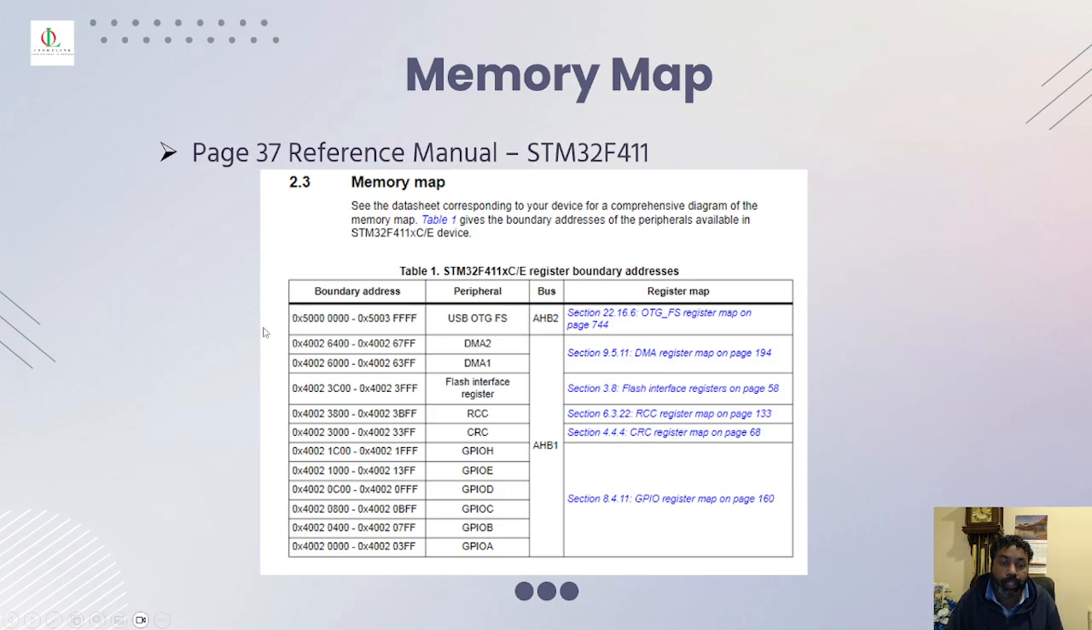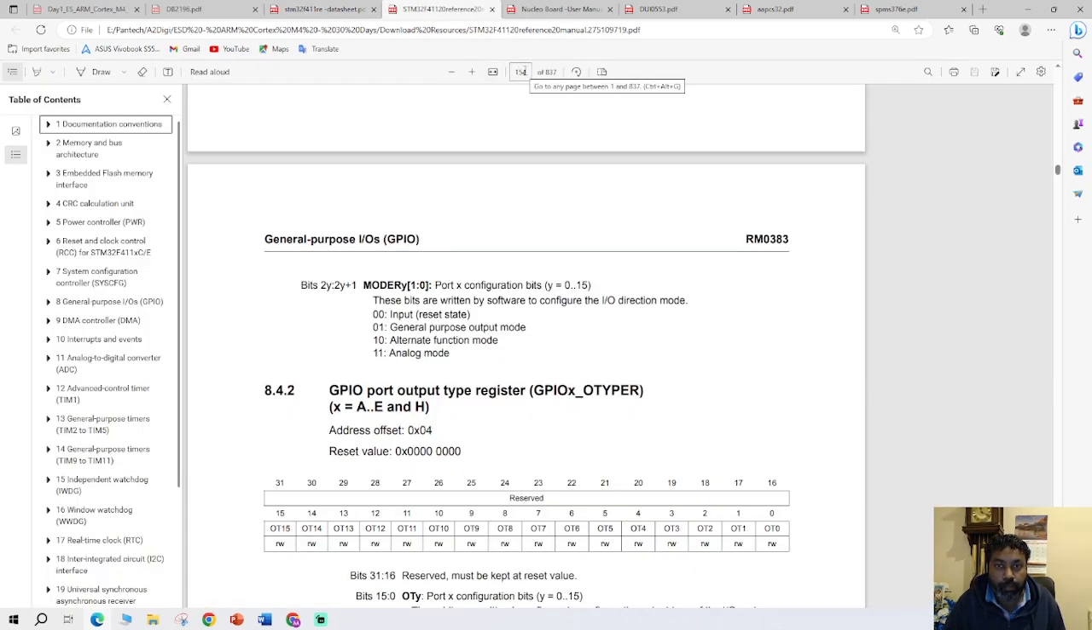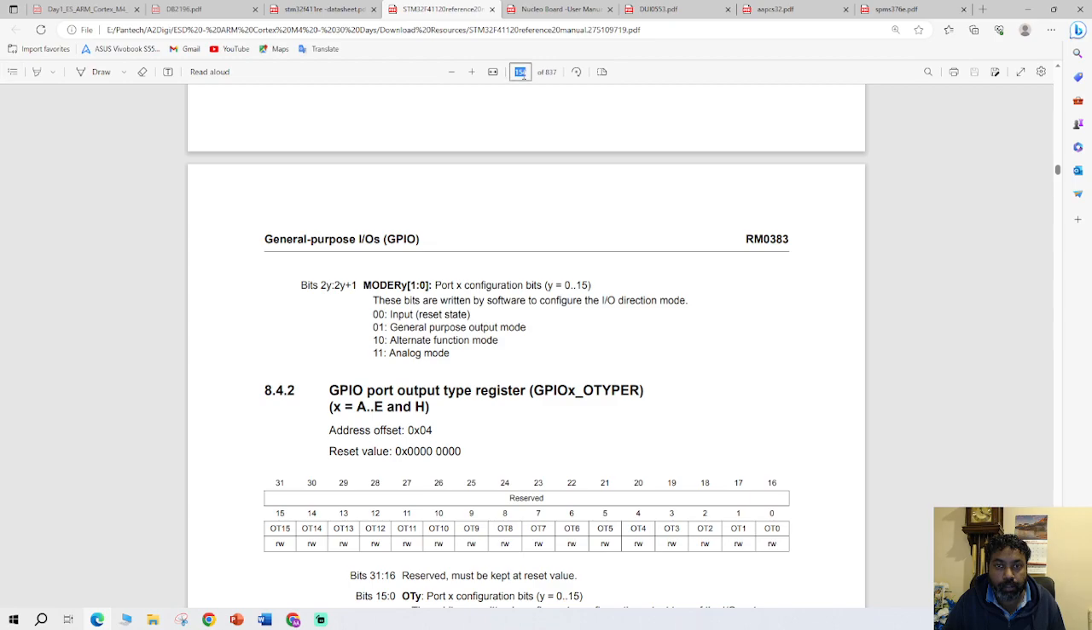Likewise, in the memory, you have the starting address of 4002 0000 if you want to use port A. Then if you want to use port D, then that's the address 4002 0C00. So I'll show you in the reference manual, so you will have a better understanding. Reference manual, I'm going to memory mapping to page 37.